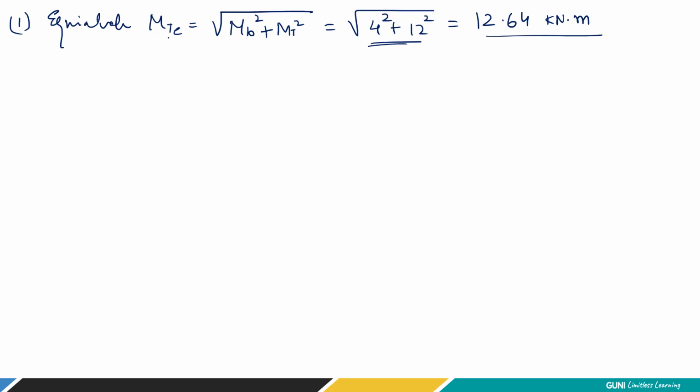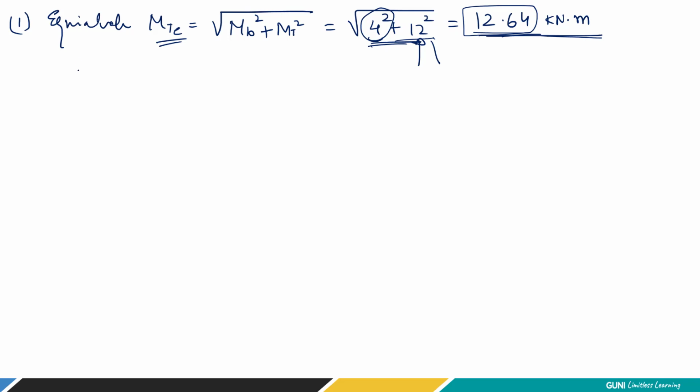Now here, the equivalent torque is this much; the actual torque transmitted is given as 12 kilonewton meter, but because of the presence of this bending, the shear stress effect is exaggerated, and hence the effect comes out as if we are transmitting 12.6 kilonewton meter torque, right? Purely we are applying 12 kilonewton meter, but because of this bending, the effect says that we are equivalently transmitting this much torque rather than purely 12 kilonewton meter, right?